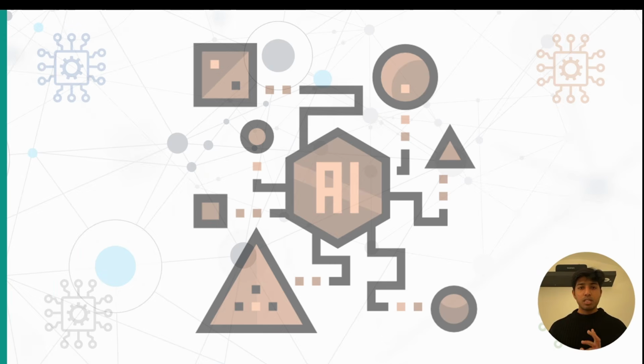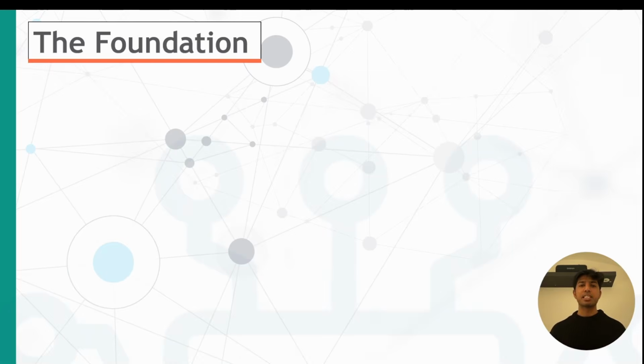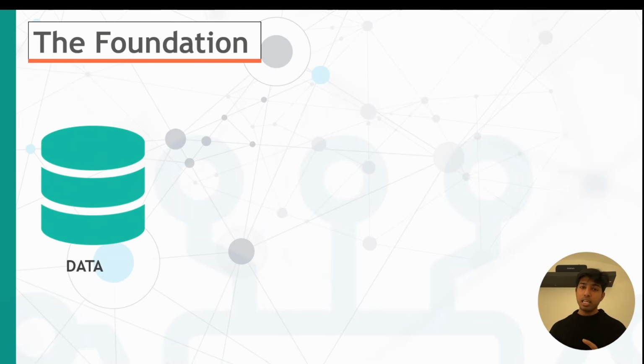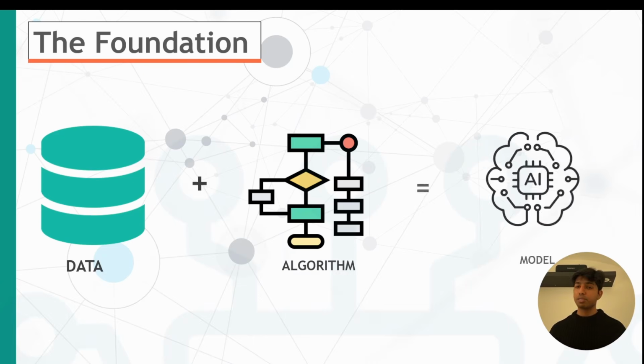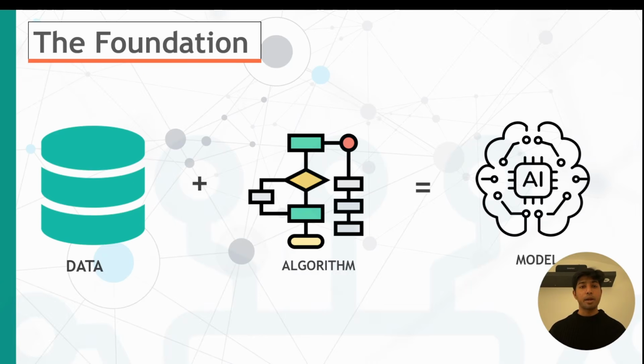Let's see. Before we actually understand what AI is, we need to understand three basic terms that are the foundations of everything. One is data, then you have something called an algorithm, and then you have something called a model. I hope the picture clearly explains what exactly is happening here. Now let's see in detail what exactly data is.